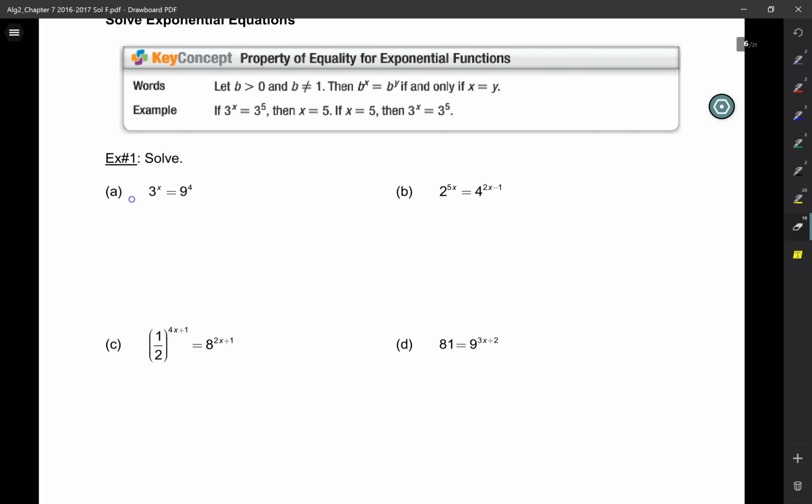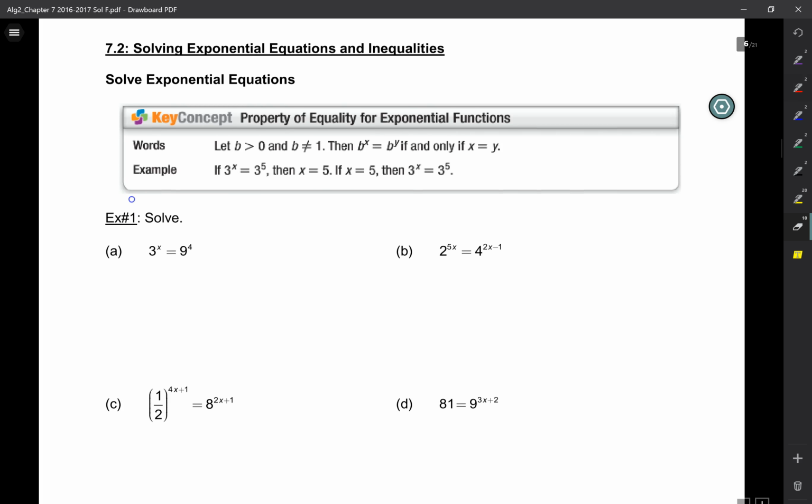We're talking about solving equations this period. Solving exponential equations. So what is an exponential equation? Well, it's an equation that has exponentials on either one or two sides of the equation, right?